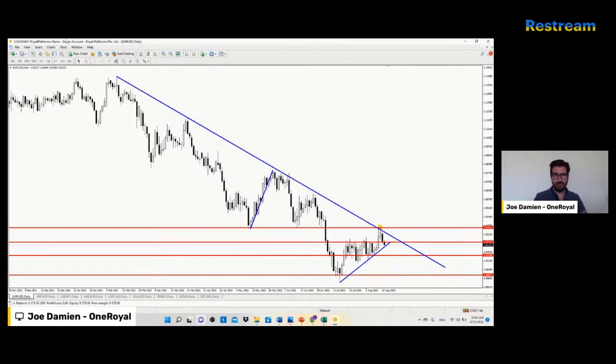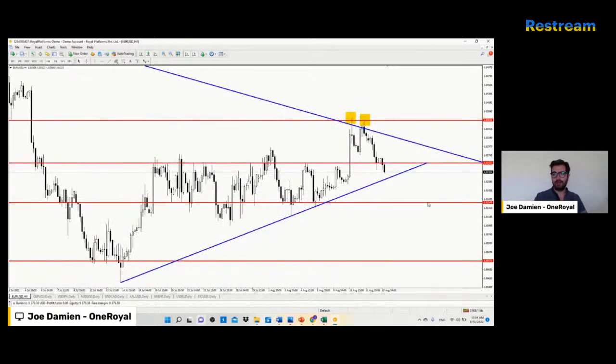moving to the downside. First target for the Euro USD is 1.01, the previous lower end of the channel. Second target is 1.0, which means each euro equals $1. So this is my view on the Euro USD.